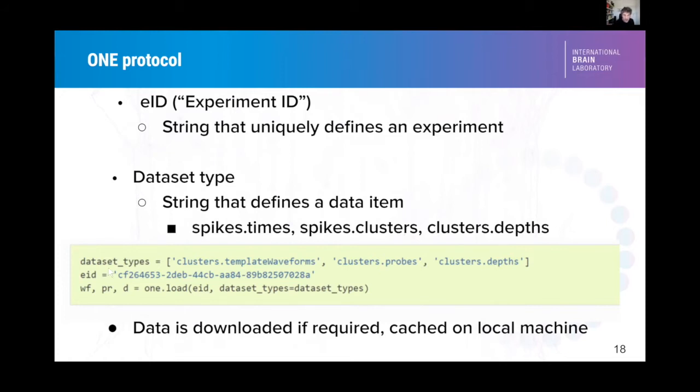So it's sort of like a relational model encoded in these arrays. And here's an example of the ONE interface. You define the data set types you want to load. You define your EID, and then it's just a one-line command to load these three data sets into arrays in Python or MATLAB. The data is downloaded if required, and they're also cached on the local machine. So this is a simple protocol that allows anyone to access data.